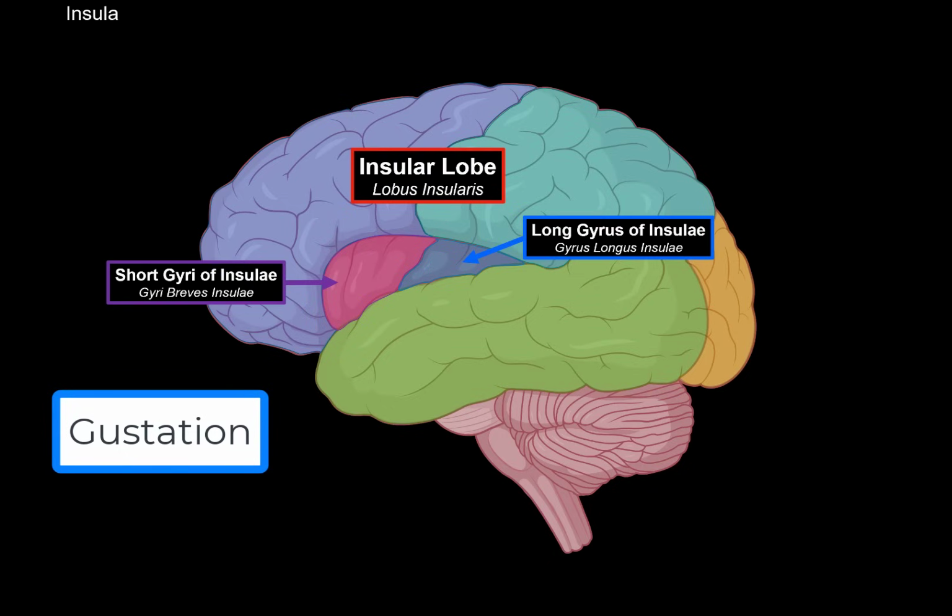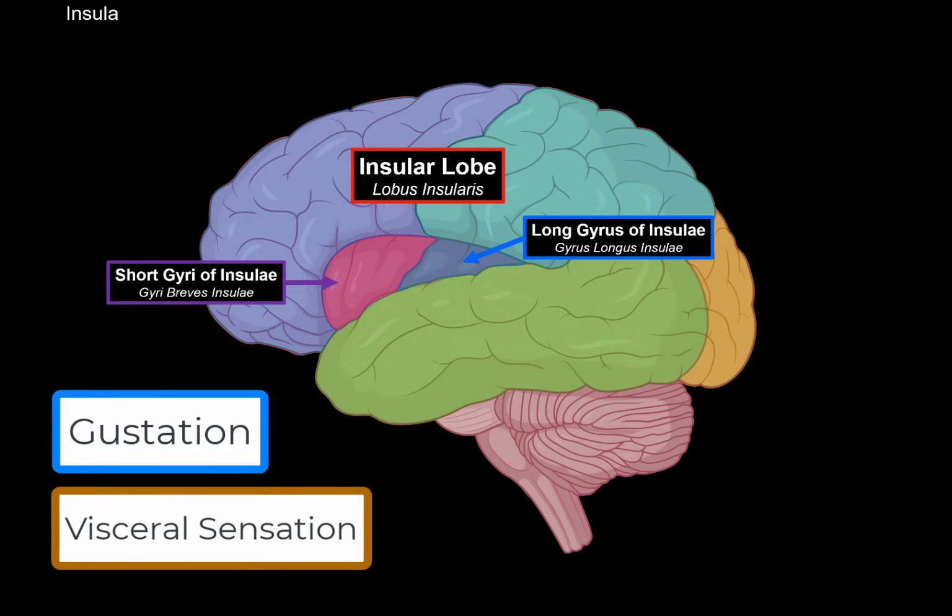It tells us what kind of taste it is, if it's sweet, if it's sour, if it's bitter, if it's salty, if it's umami, you know? The other function of the insula is visceral sensation. So sensation coming from the GI tract, the heart, the lungs. If a person has gastroenteritis, the pain from that GI tract will go to the insula and make you aware of that.